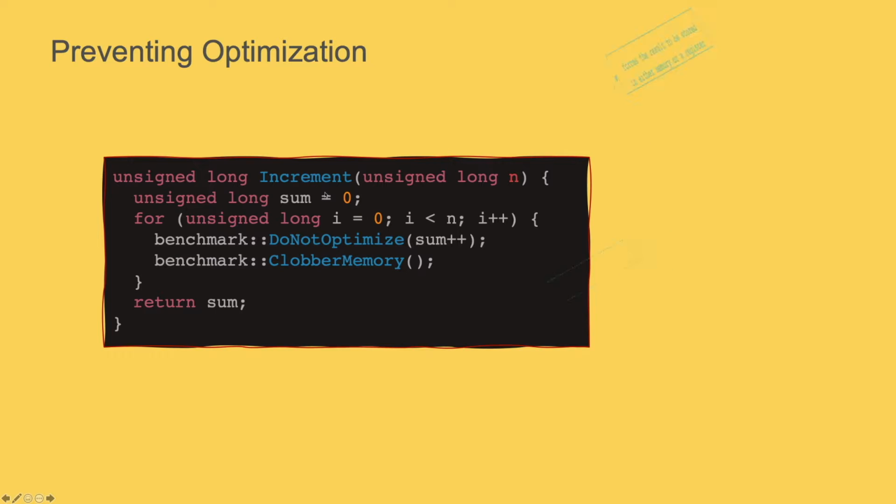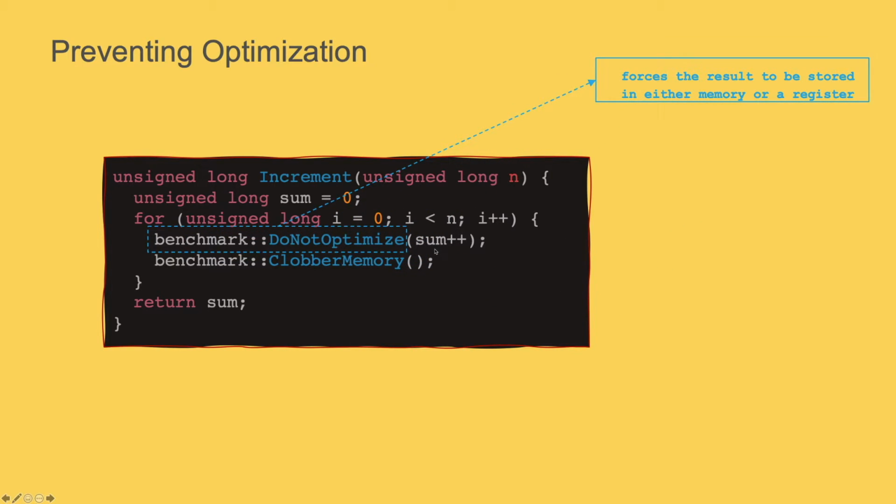So in this increment function, I can say DoNotOptimize(sum). That means it forces the result to be stored in either memory or a register. Because we specify this, the compiler won't be able to optimize and short-circuit the whole thing to a constant. And ClobberMemory forces the compiler to perform all pending writes to global memory. So it might be the case that it increments the sum, but it goes inside cache. But if you actually want to see what would happen if you go all the way to memory, use the ClobberMemory function here.